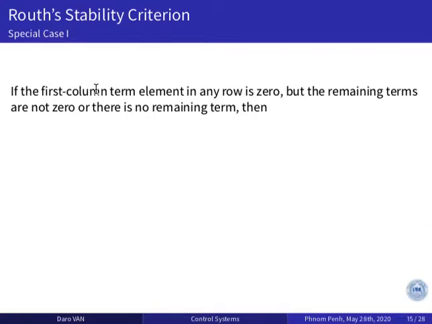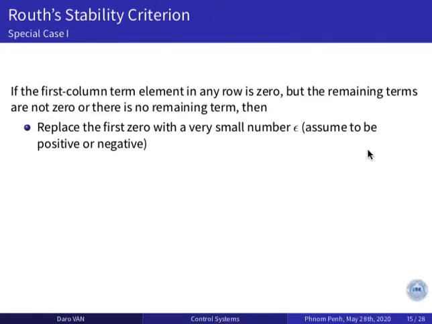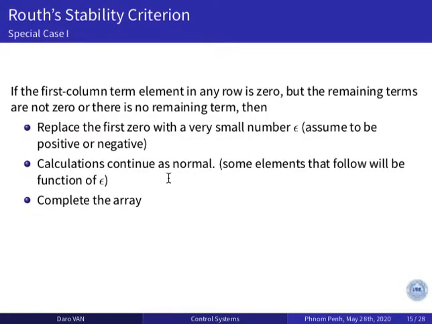If the first column element in any row is 0, but the remaining terms are not 0, or there is no remaining term, then we need to replace the first 0 with a very small number, epsilon. You can assume it to be a positive number or a negative number. That's fine. And then you continue the calculation as normal.